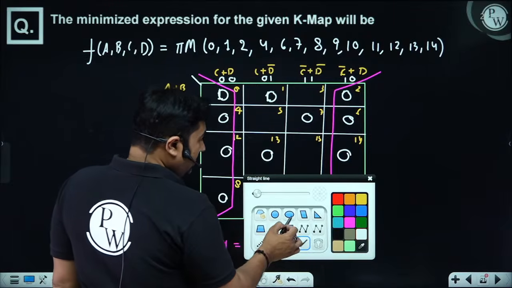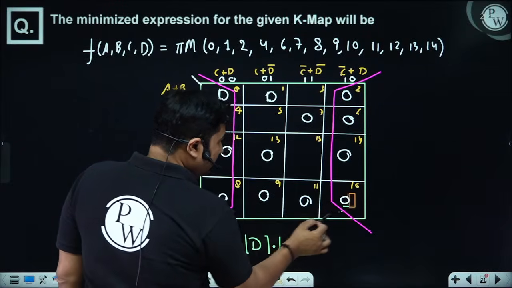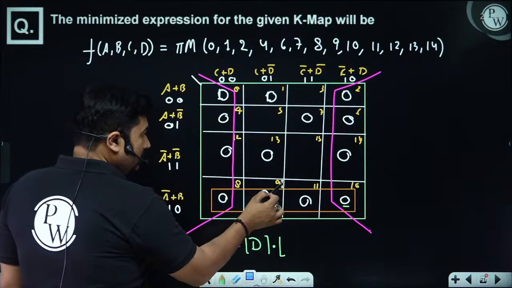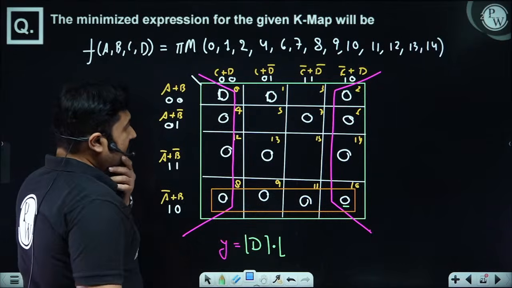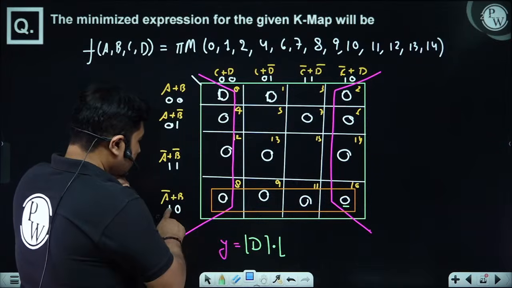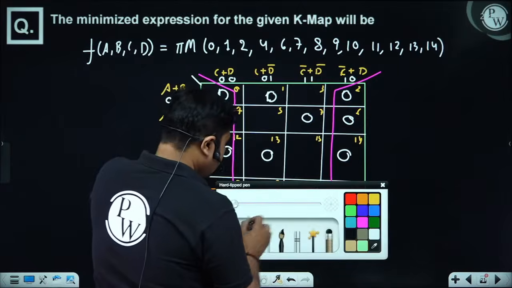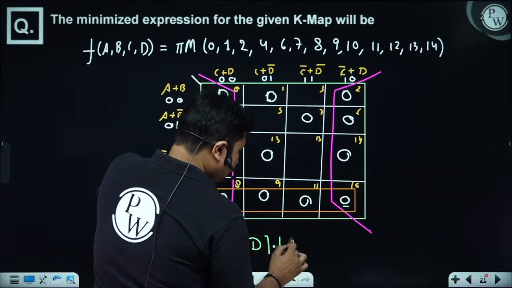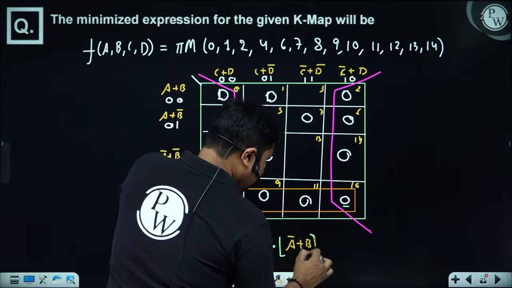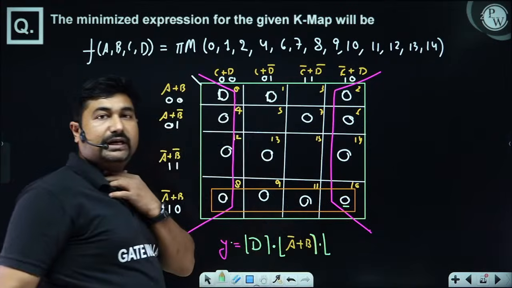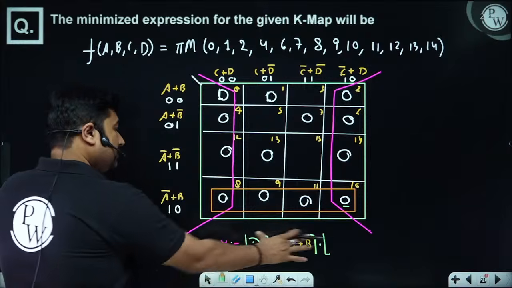Is there any chord possible? Yes, sir, a chord is possible. This chord. So what will this chord give? Sir, this chord will give you A bar plus B. So we are having A bar plus B. How many of you able to understand, beta ji? Next, we will get POS, the product of sums, minimized POS form.